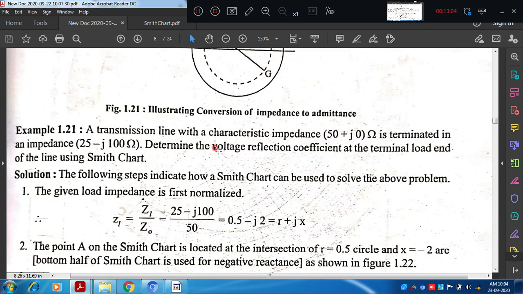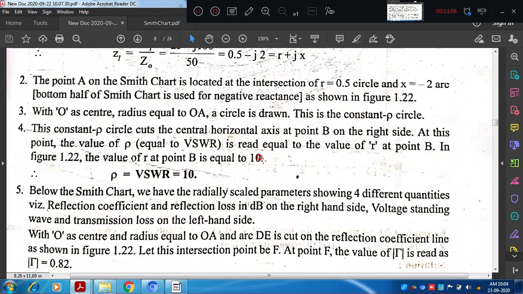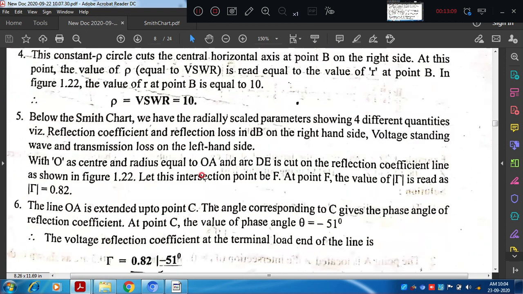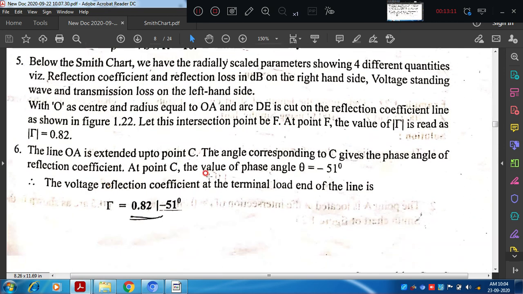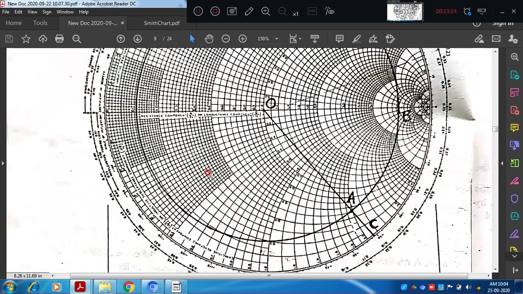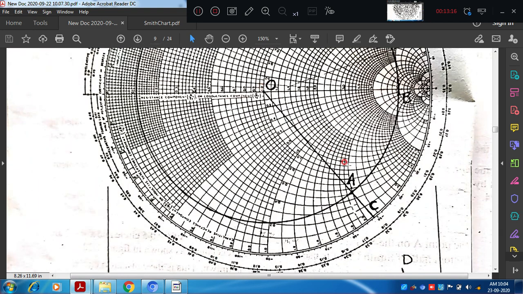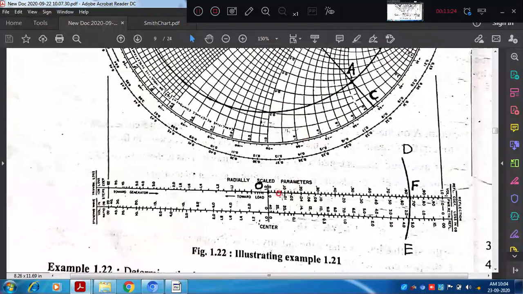We need to find the voltage reflection coefficient. Now we just found the standing wave ratio, right? How to find the reflection coefficient? For that, you need to extend this OA line up to C, right? So with OA as radius, below the Smith chart we have one scale with a center, where they have written voltage reflection. With OA as radius, you just cut that axis. Whatever magnitude you get, we need to write there.